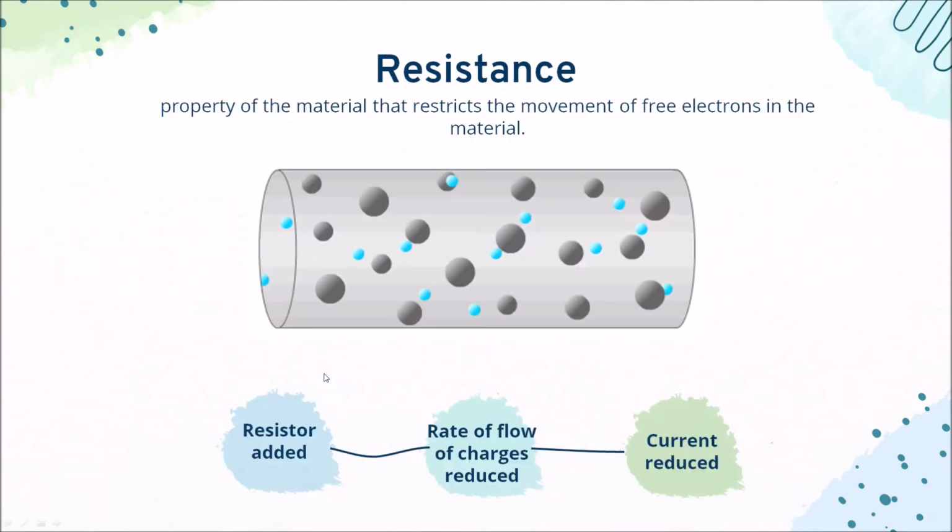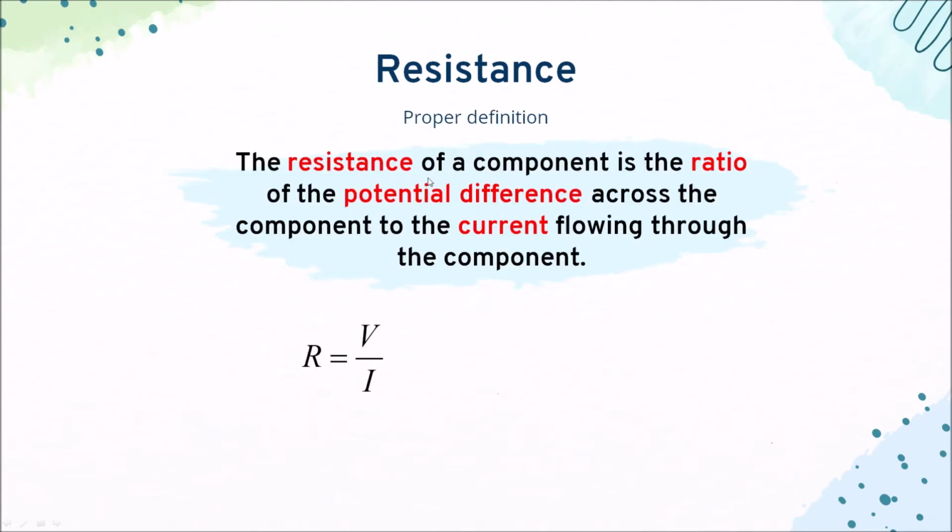But in electricity, when resistance is added to the circuit, the rate of flow of charges is reduced, and therefore current is hindered and current will drop. So now let's go to the proper definition. The definition of resistance is the ratio of the potential difference across the component to the current flowing through it.